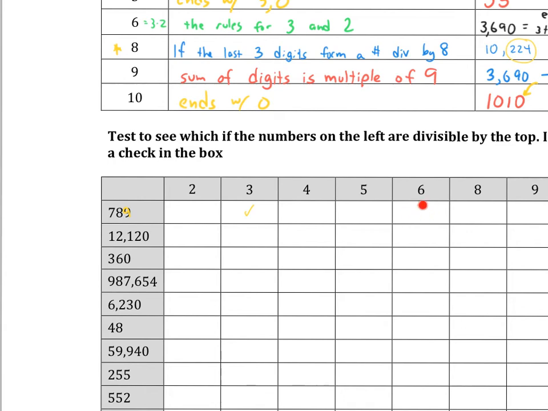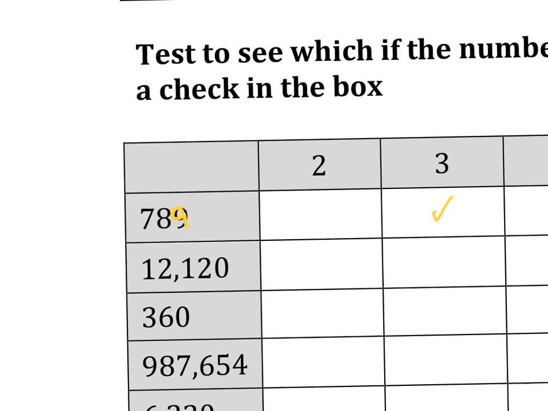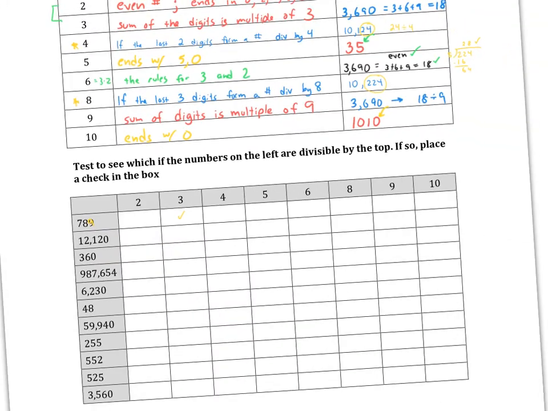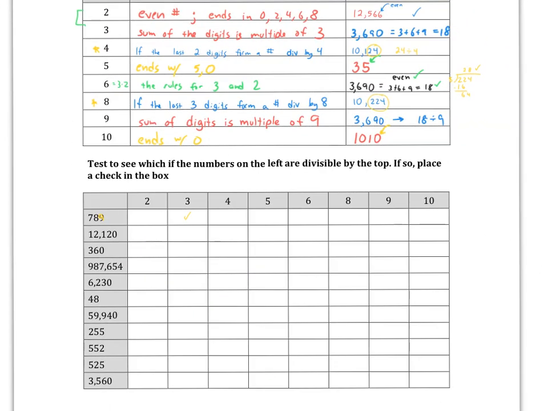Let's see, why doesn't 6 work? Oh, because 2 and 3 both don't work. 3 does, but not 2, so it can't be 6 either. 8, it's not even, so it won't work. And let's check 9. As we saw earlier, 7 plus 8 plus 9 was 24, but 24 is not divisible by 9. So in the end, only 3 works on this one.